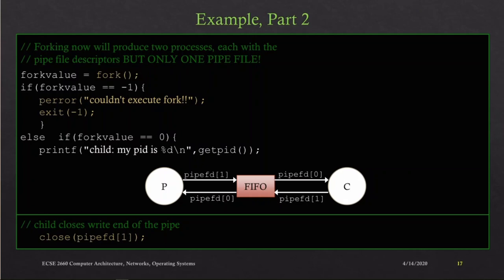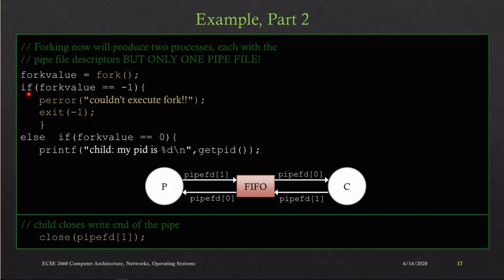Then we also started talking about how after we use this pipe, we can use a fork system call to make two copies of the parent. So now we have the parent process over here and we have the child process as well. And the fork system call is returning a value, fork value. Fork value is going to be 0 in the child process. Fork value is going to be the process ID of the child process for the parent process.